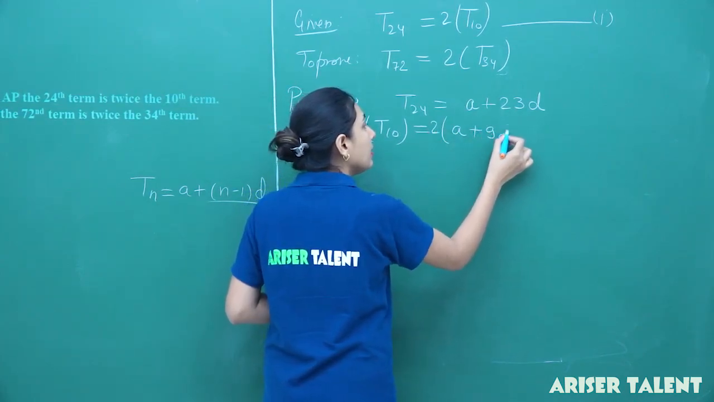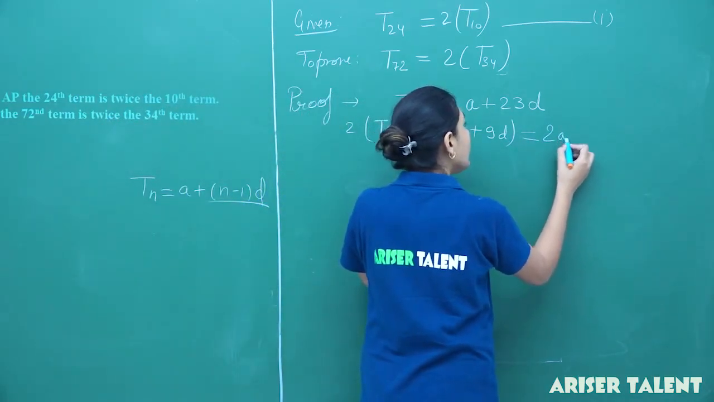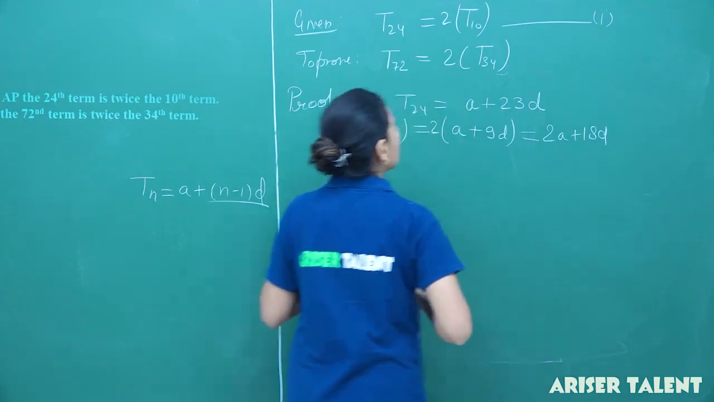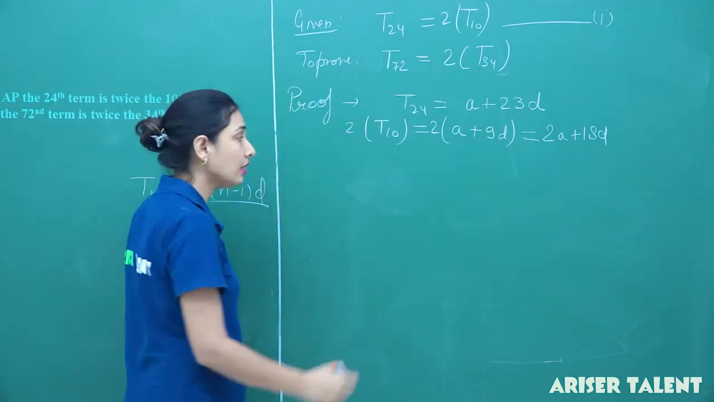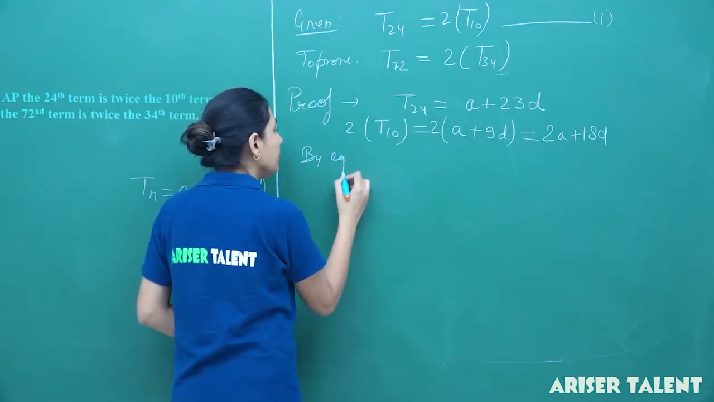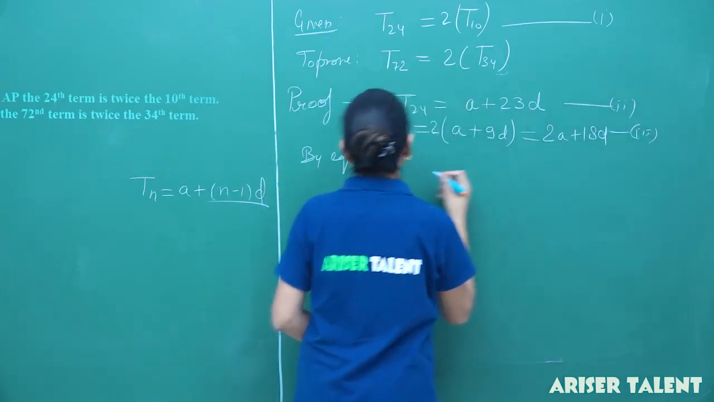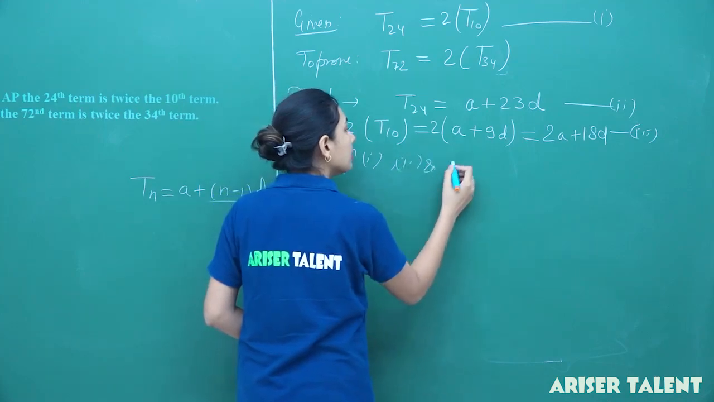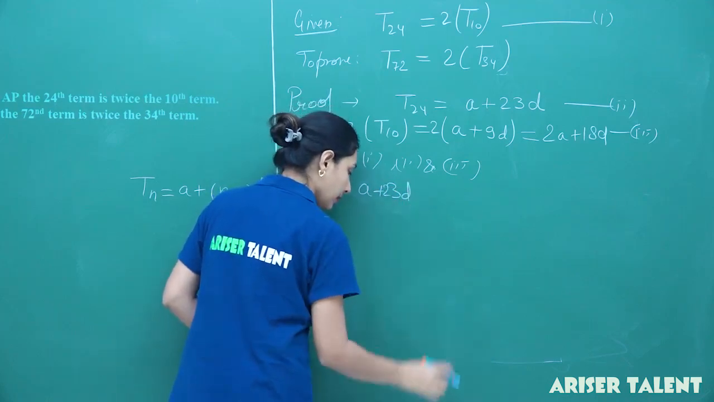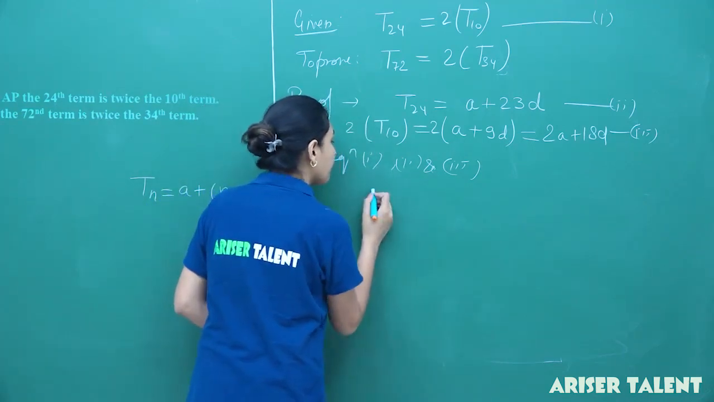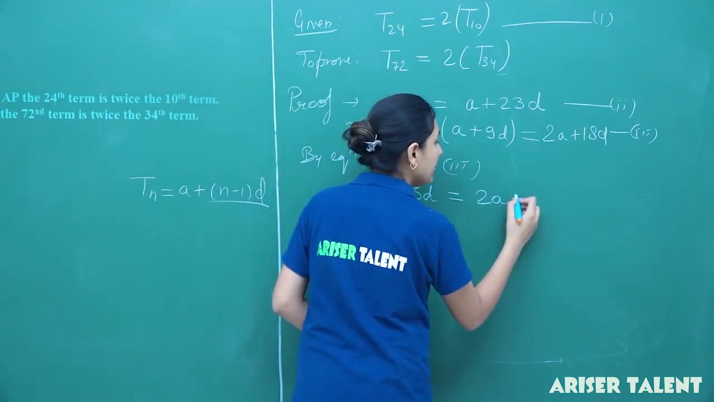A plus 9D multiplied by 2. Now what will it give you? That will give you 2A plus 18D. So by equation 1, these two things are given equal. So by equation 1, and third, what I can write is A plus 23D is equals to 2A plus 18D.